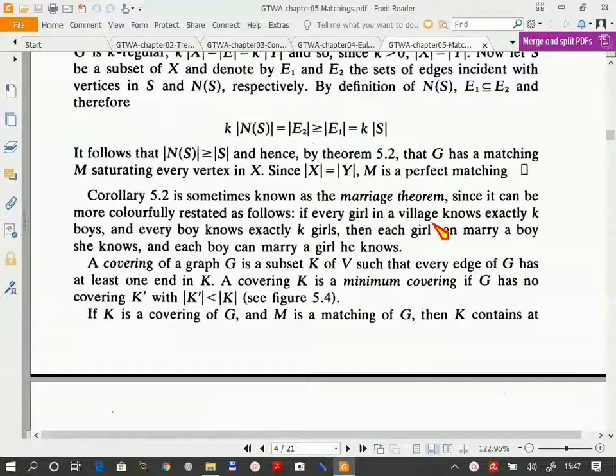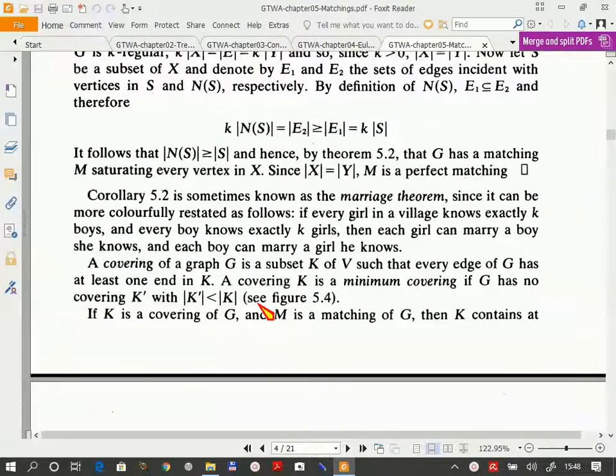And now we go to something which we want to, in this case, minimize. We wanted to maximize the matching. Here we want to minimize a covering. What is a covering of a graph G? It is a subset of the set of vertices such that every edge of G has at least one end in K. A covering K is a minimum covering if G has no covering with a smaller number of vertices. Okay.